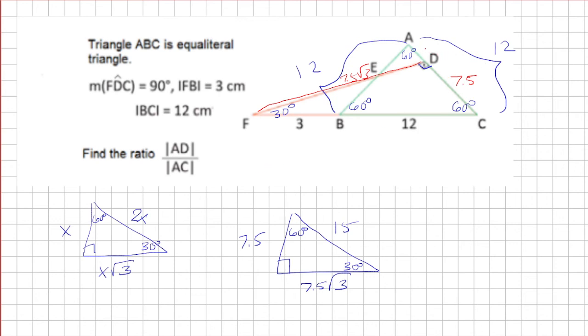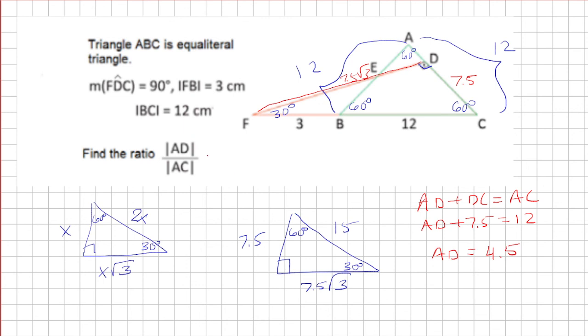So AD plus DC is going to equal AC. DC we found to be 7.5. So AC, from the equilateral triangle, is going to be 12. Subtract both sides by 7.5. That's going to give us 4.5.